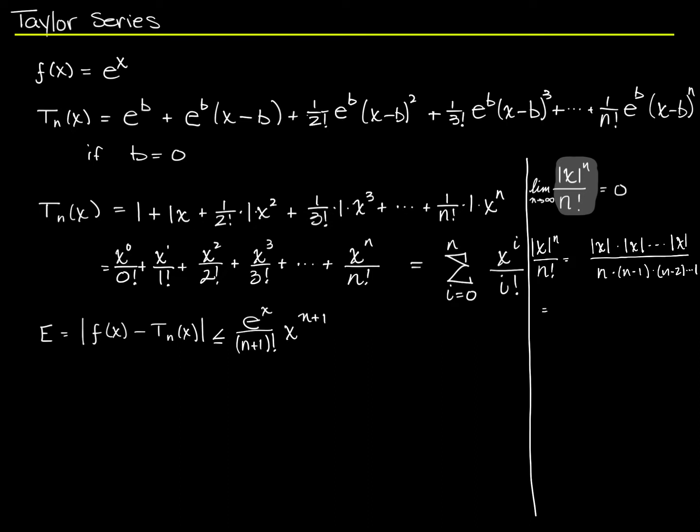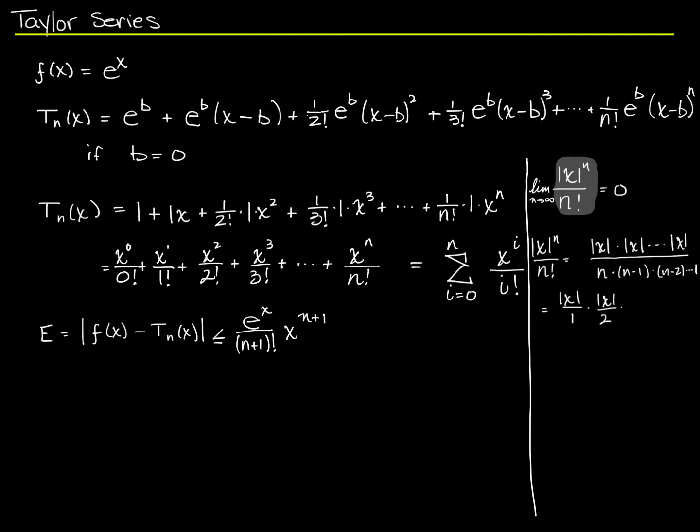And if I reorder this and rewrite it instead as x over 1 times another copy of x over 2, and then another copy of x over 3 times another copy of x over 4, and so on, all the way up to n. So I just reversed the factors in the denominator here, and I'm in the process of splitting this up into n different fractions, all of which are going to be multiplied.